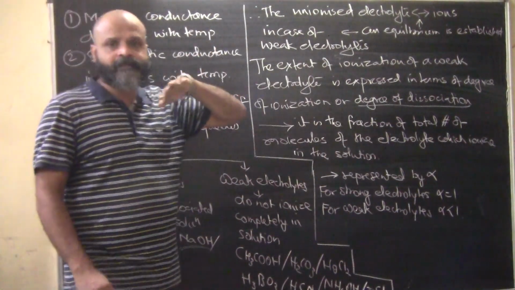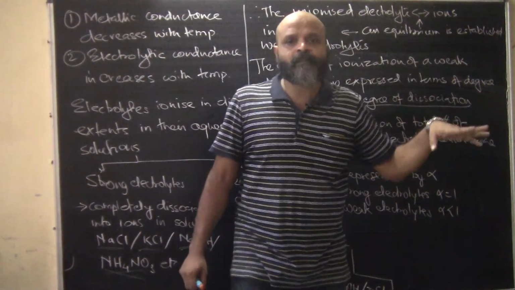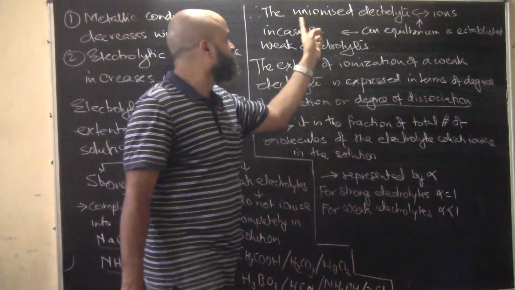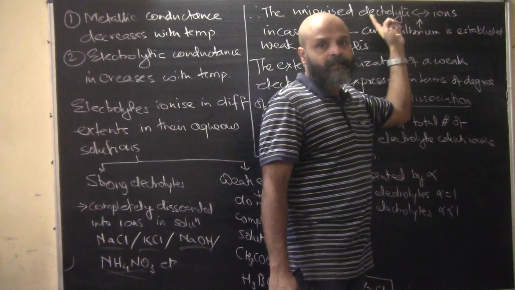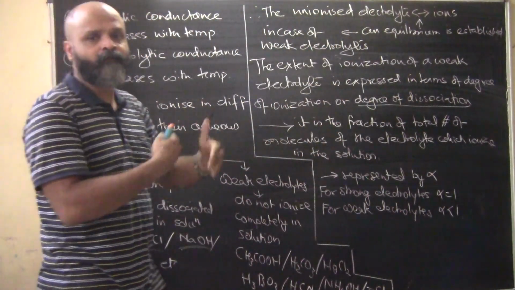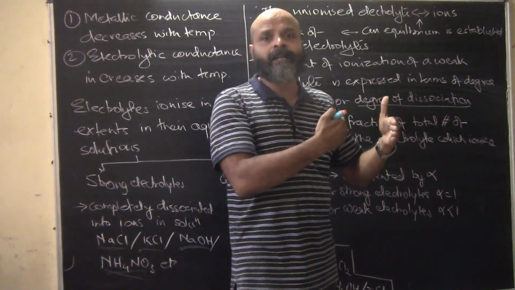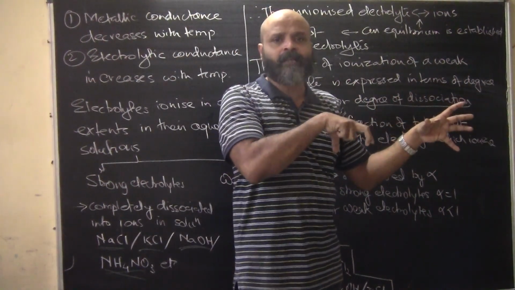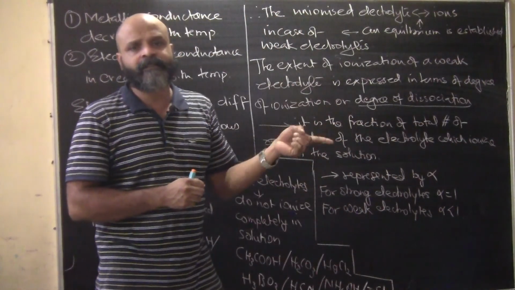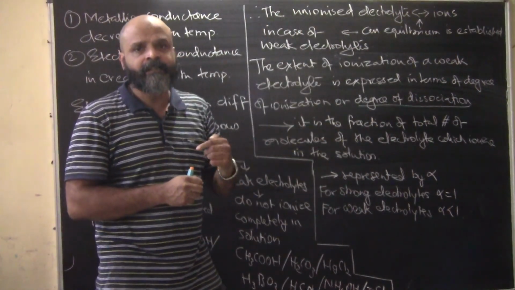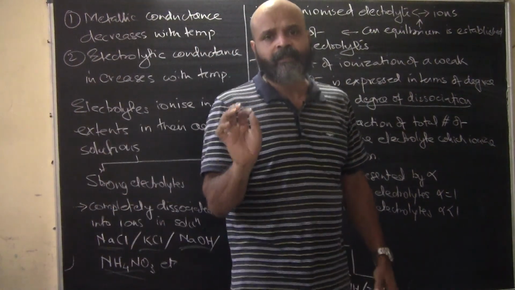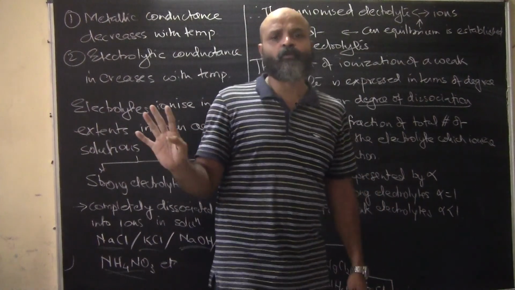What happens is that the dissociation will happen, but after a certain point of time it is going to stop. How do we recognize this? The unionized electrolyte and the ions will attain an equilibrium after some stage, which means that the reaction will go neither in the forward direction nor in the backward direction. Whatever had to happen in the form of ionization has already happened. Now it's not going to go further.